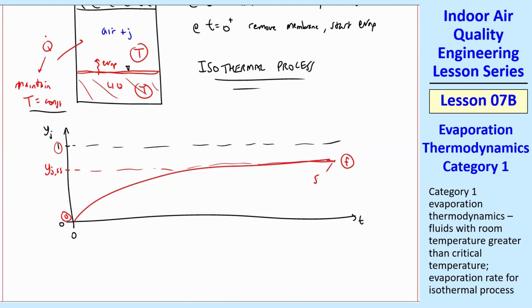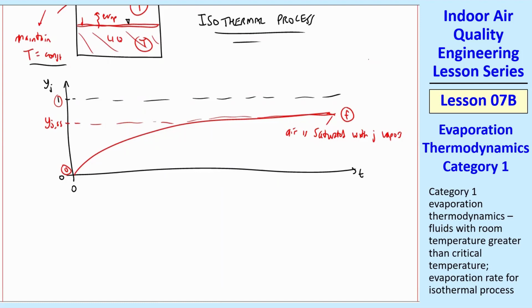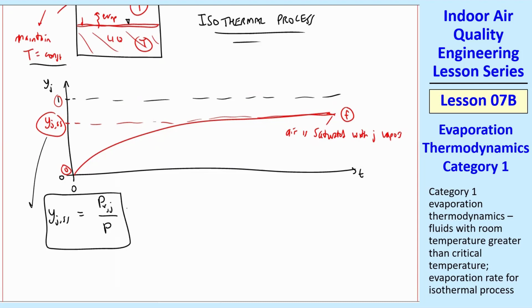At this final state, the air is saturated with J vapors. And you can't get any more than that. If you tried to put more vapors, they would condense along the walls and go back into the liquid. We can calculate this Yj steady state. Yj steady state is equal to PVJ over P, because it'll reach the vapor pressure of species J.